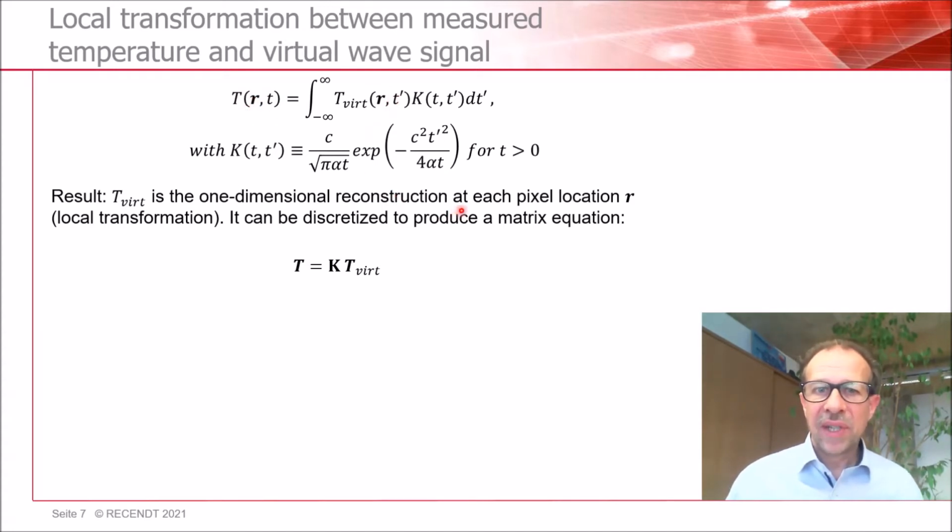It can be discretized to produce a matrix equation. T is K times T_virt, where T is the vector of the temperature for all time, and T_virt is the vector of the virtual temperature, and K is this matrix here. If you measure the temperature T and you want to calculate your virtual temperature T_virt, then you have an inverse problem, an ill-posed inverse problem, and you have to use some regularization methods to solve that.